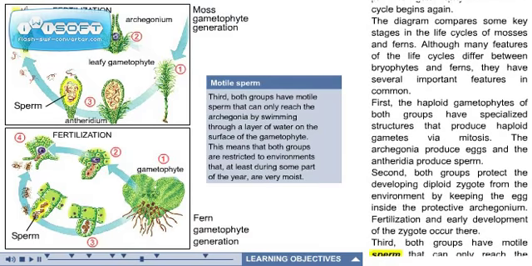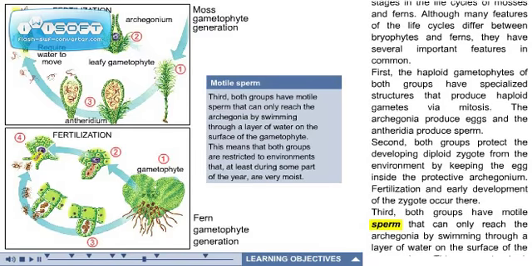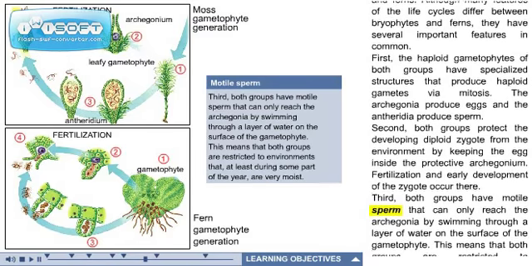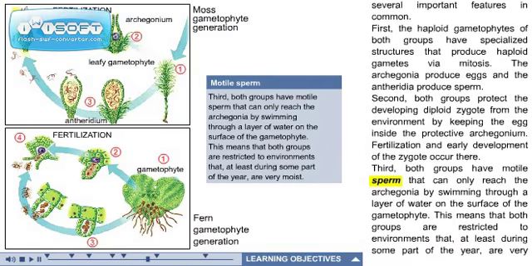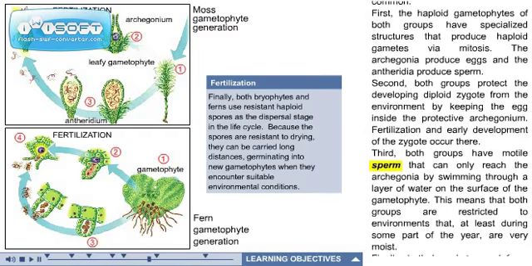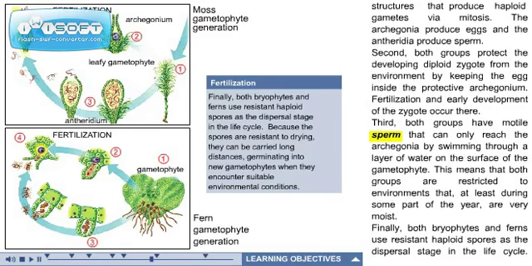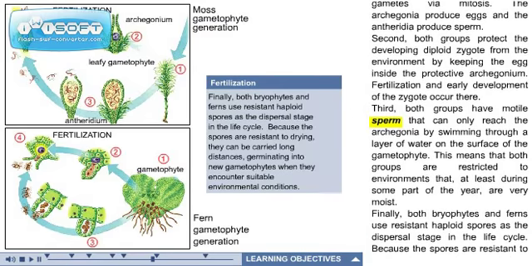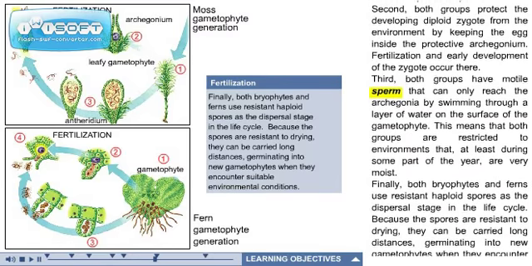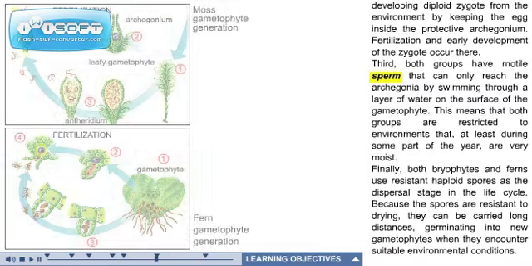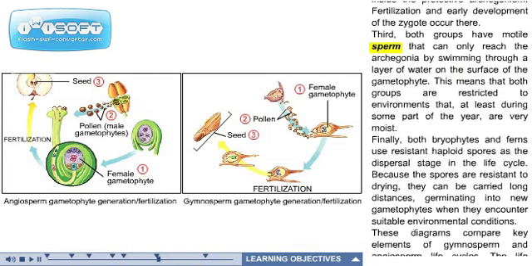Third, both groups have motile sperm that can only reach the archegonia by swimming through a layer of water on the surface of the gametophyte. This means that both groups are restricted to environments that, at least during some part of the year, are very moist. Finally, both bryophytes and ferns use resistant haploid spores as the dispersal stage in the life cycle. Because the spores are resistant to drying, they can be carried long distances, germinating into new gametophytes when they encounter suitable environmental conditions. These diagrams compare key elements of gymnosperm and angiosperm life cycles.